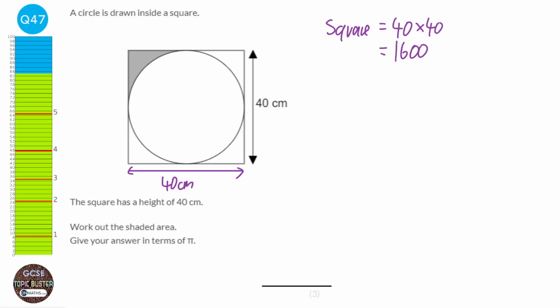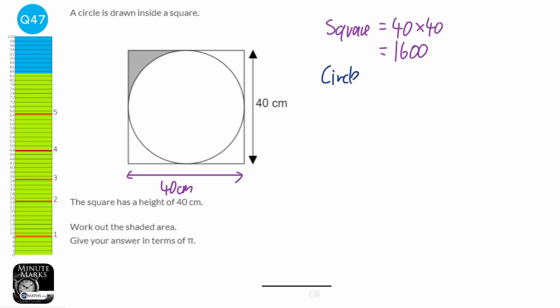The next thing we're going to do is work out the area of the circle, but to do that we need to work out what the diameter of the circle is, and if you notice, the diameter of the circle is just 40. It's the same as the width of the square, or height of the square. So if the diameter is 40, the radius would be 20. So for the area of the circle, we're going to do pi times the radius, which is 20 squared, and 20 squared would be 400, so this will be 400 pi. This question's asking us to leave it in terms of pi, so we're going to do that.